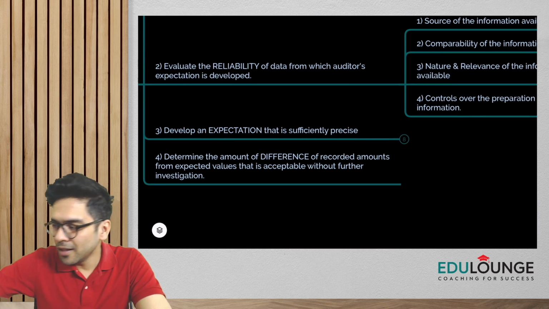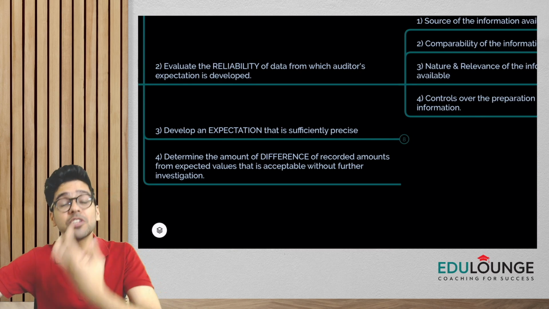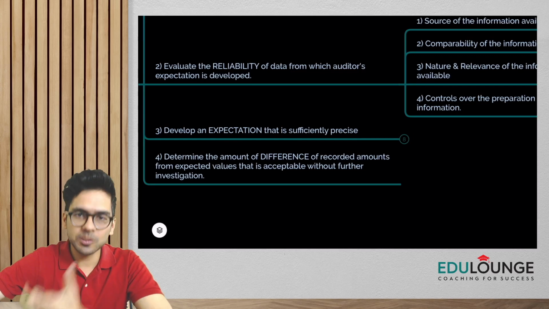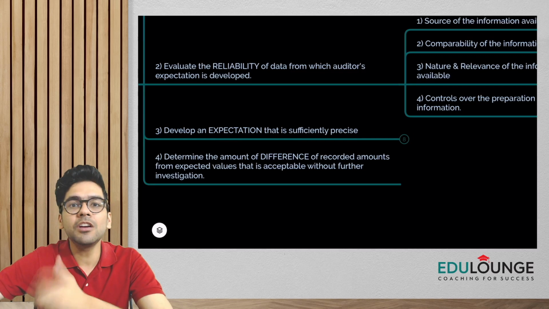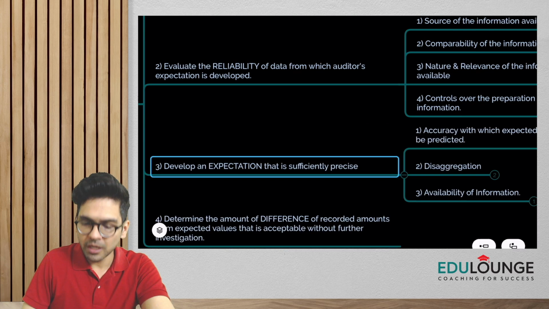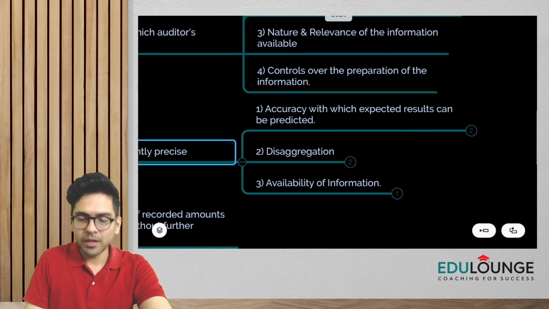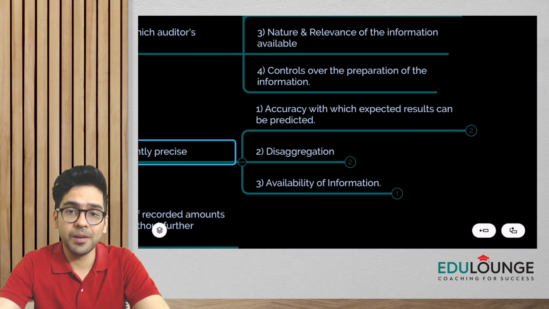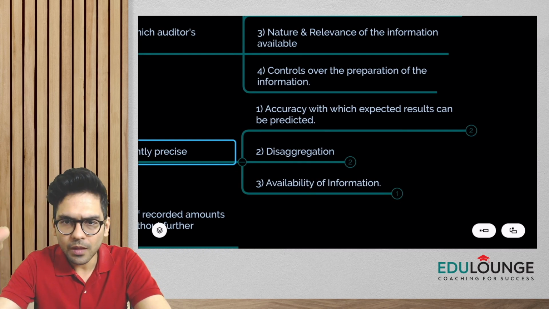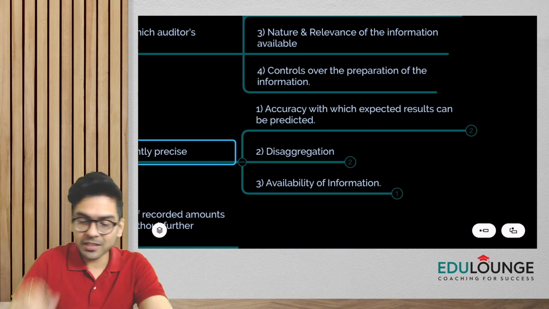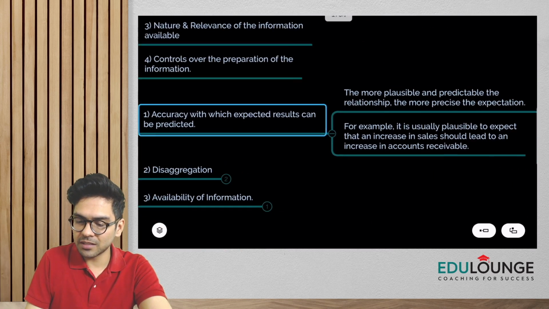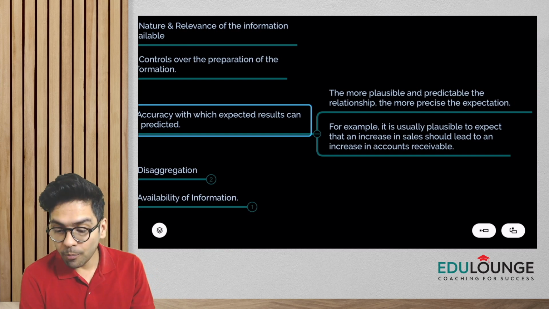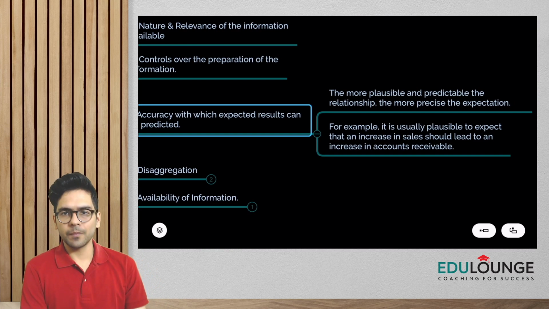It says develop an expectation that is sufficiently precise. So what will make you develop an expectation which is very close to the actuals? How can you develop an expectation which is going to be very near to the actuals, very much precise? Number one, it is the accuracy with which expected results can be predicted. What does it mean? The more plausible and predictable the relationships are, the more precise the expectation is going to be.